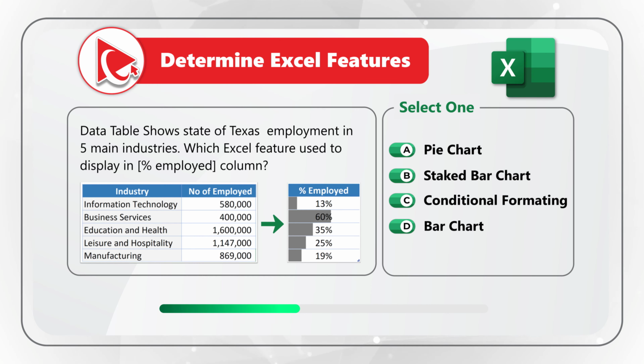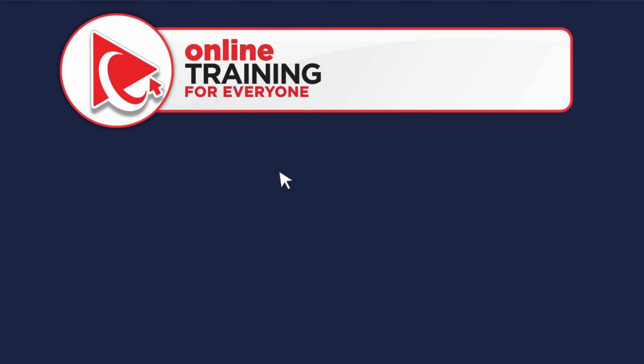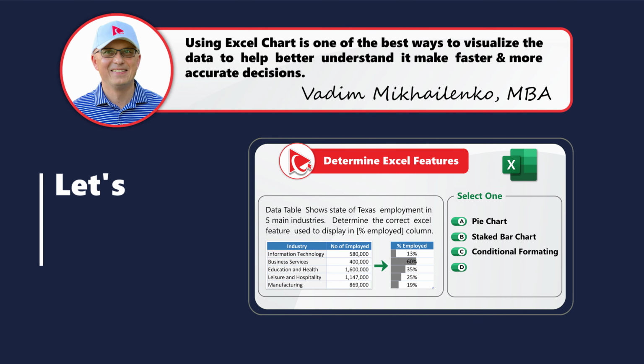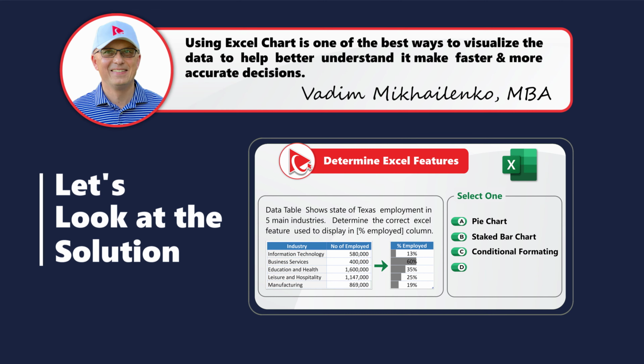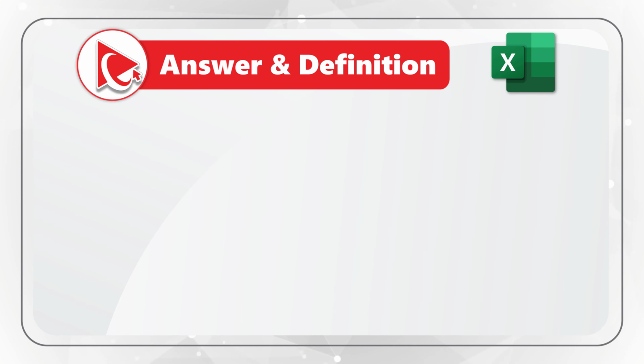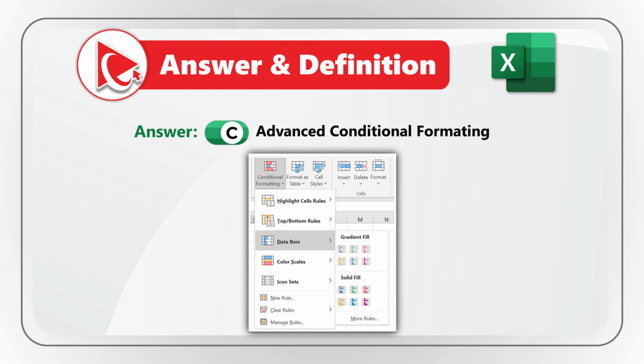You typically get no more than 5 to 10 seconds to answer these types of questions on a test. On my end, I am moving forward to share with you my version of the solution. And obviously, if you have a better way to solve it, please make sure to share in comments. I believe that the correct answer here is choice C, advanced conditional formatting.